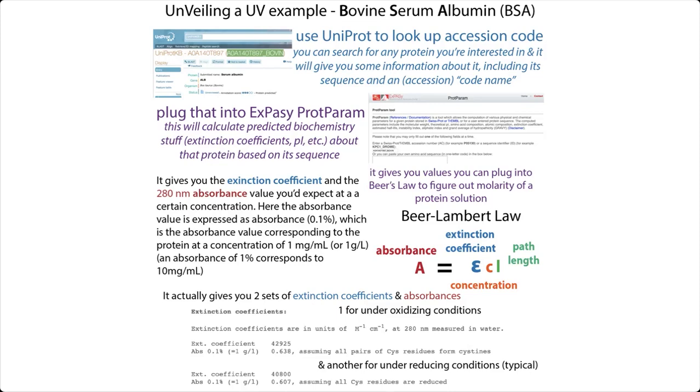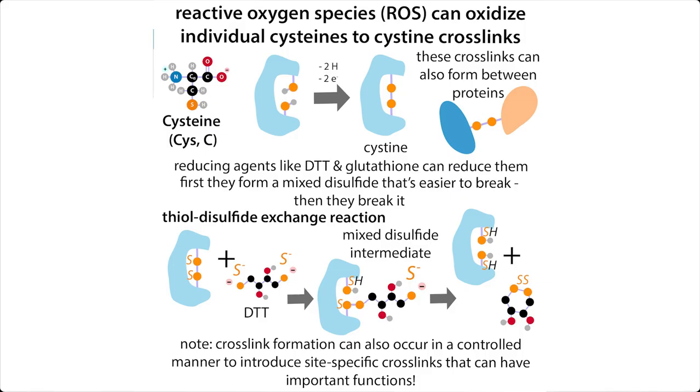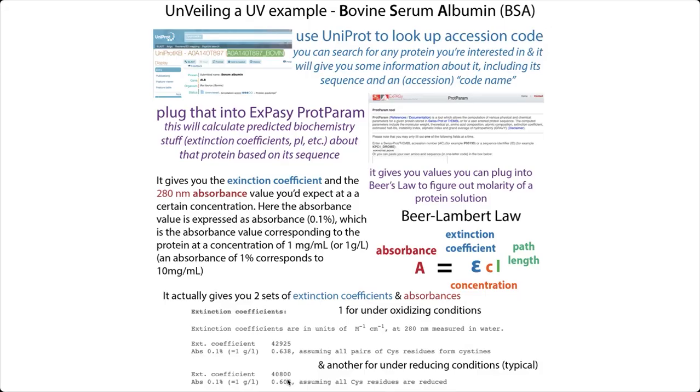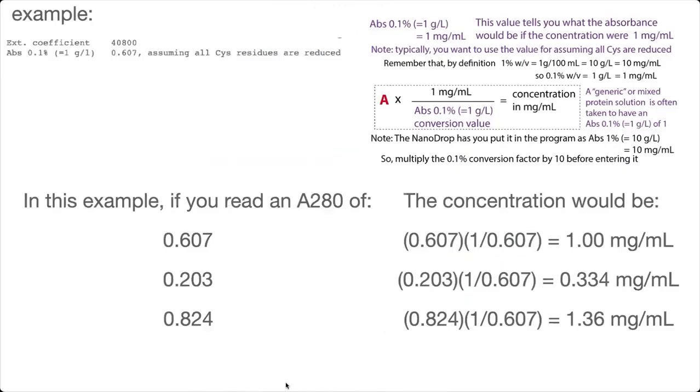In the lab, we're typically using reducing conditions, so we've added something like DTT maybe, beta-mercaptoethanol, and so we're going to be using this value that's assuming that all the cysteine residues are reduced. Although, in some situations, you might want to be using the oxidizing one. But in the lab, we're often going to be using this reduced one. And so we would say, okay, well, we have the absorbance of 0.1%, so 1 gram per liter, 1 mg per mil, is going to be 0.607.